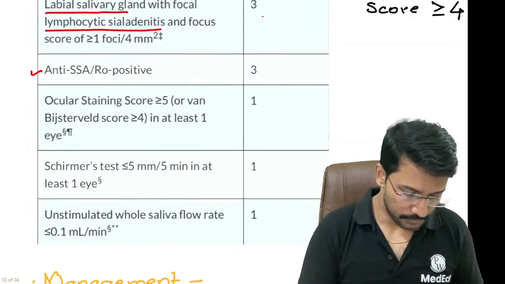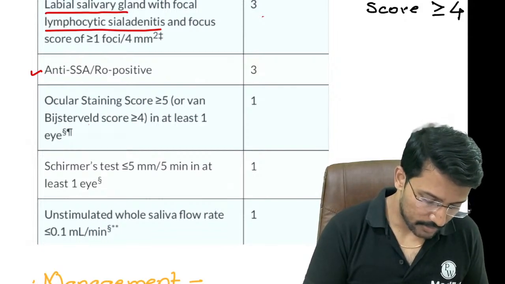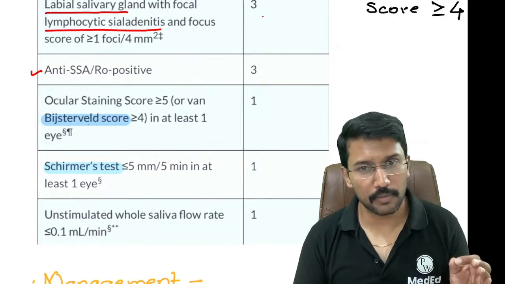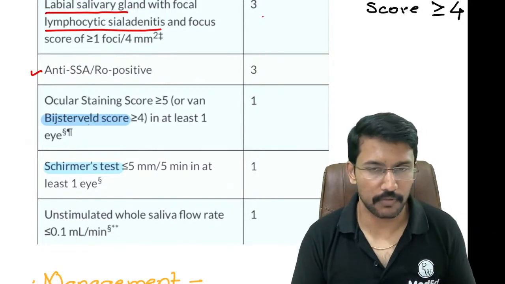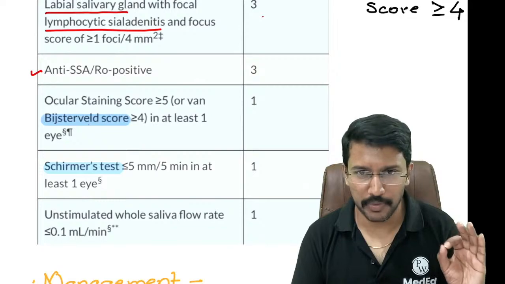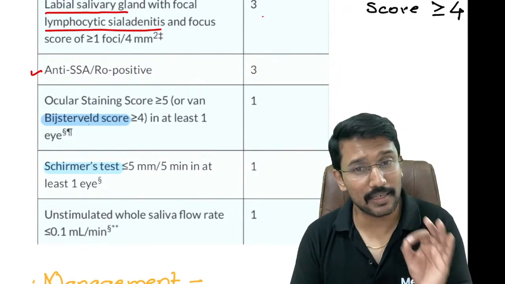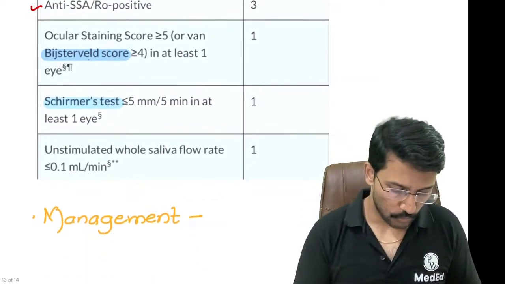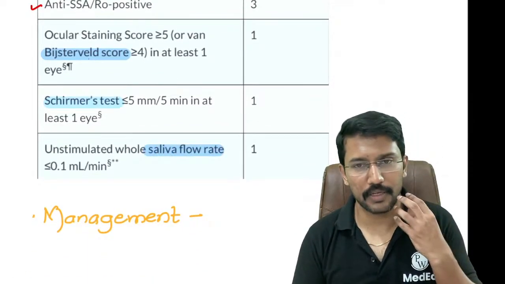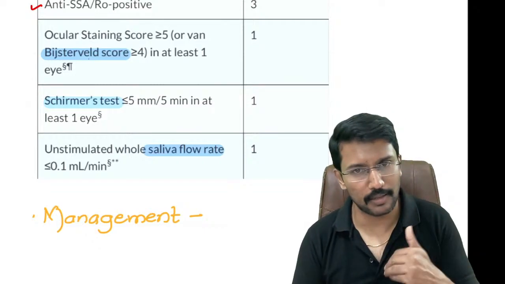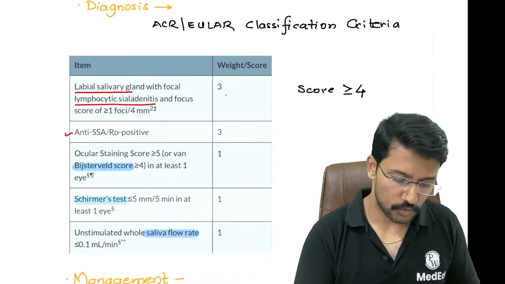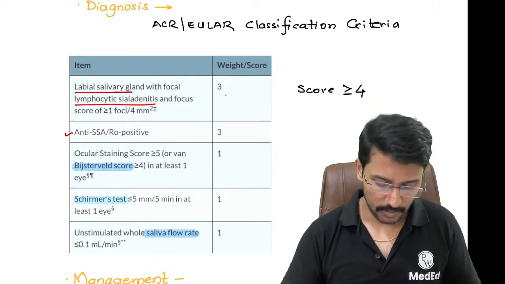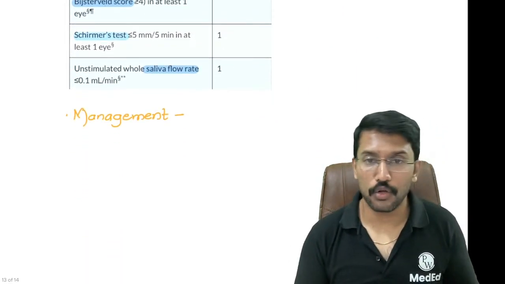Then for the ocular involvement, you can do either the Bischerwell score or the Schirmer test. Interpretation of the Schirmer test is more important for us than the Bischerwell score. The Schirmer test I have already told you: it is read at 5 minutes, and if the litmus paper has wetted less than 5 millimeters, it is abnormal, right? And then you can also look at the saliva flow rate. If the salivary gland is working well, the flow rate will be good; if the flow rate is low, there is a problem. So on this, when you get a score of 4 or more, you classify the case as Sjögren's syndrome, right?